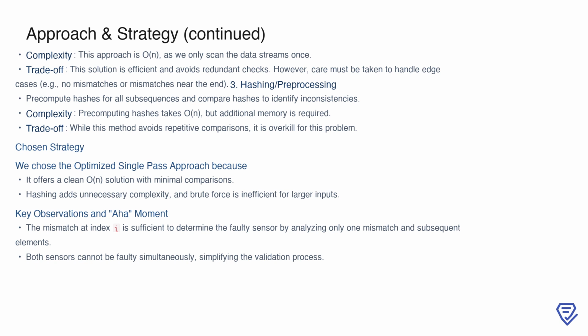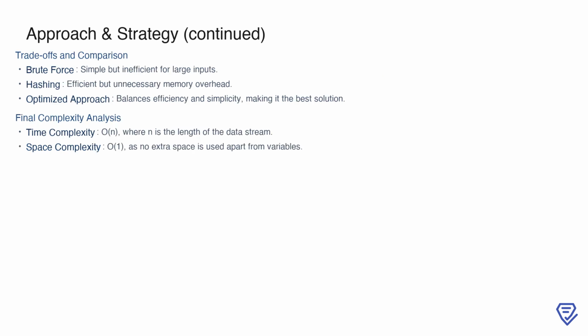A key insight here is that the first mismatch at index I provides enough information to identify the faulty sensor. Since both sensors cannot be faulty simultaneously, we only need to analyze one mismatch and the subsequent elements to derive the solution. When comparing the approaches, each has its own trade-offs.